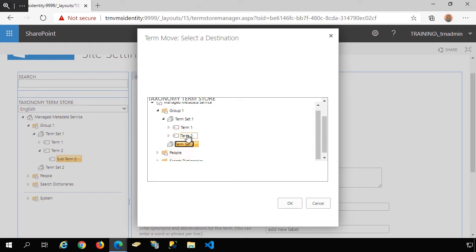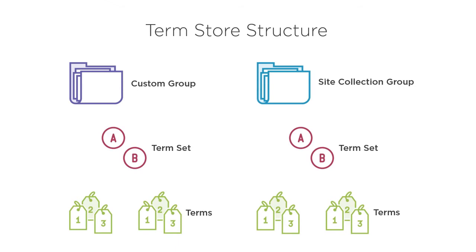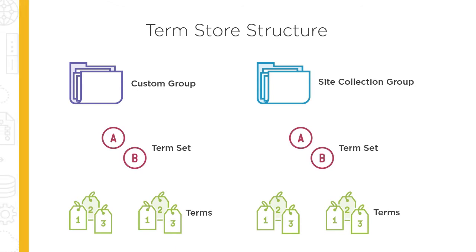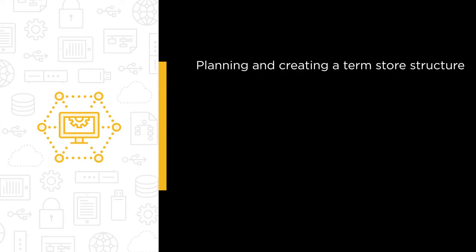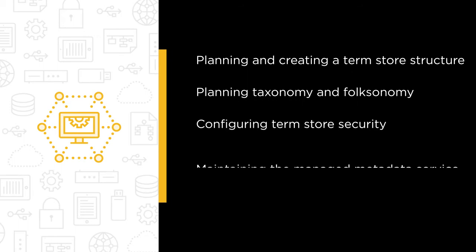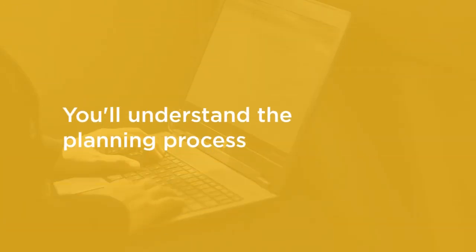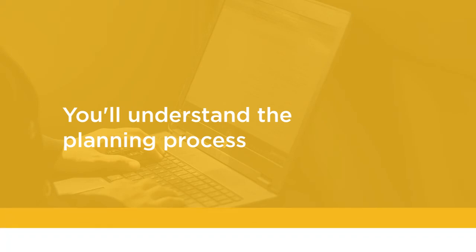In this course, we're going to walk through planning and basic implementation of both taxonomy and folksonomy within SharePoint Server 2019. Some of the major topics that we will cover include planning and creating a term store structure, planning taxonomy and folksonomy, configuring term store security, maintaining the Managed Metadata service, and then planning and configuring connections to external data sources. By the end of this course, you'll understand the planning process as well as some of the implementation steps required to implement taxonomy, folksonomy, as well as connections to external data sources.